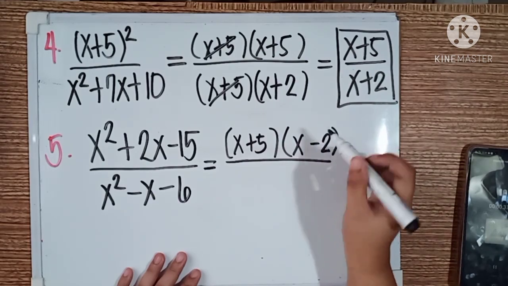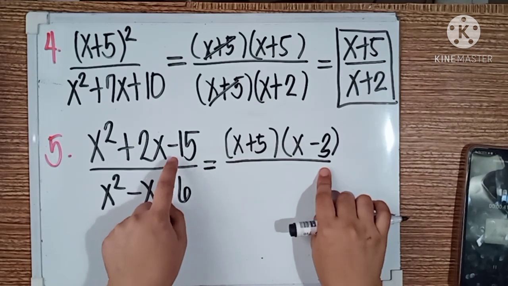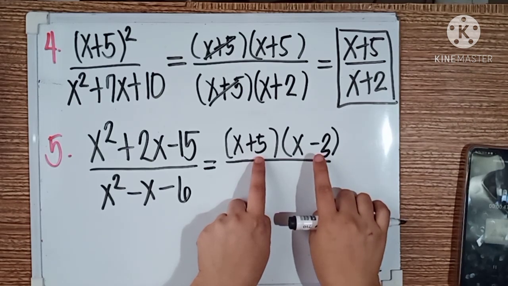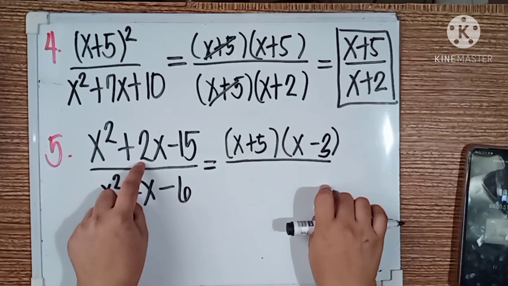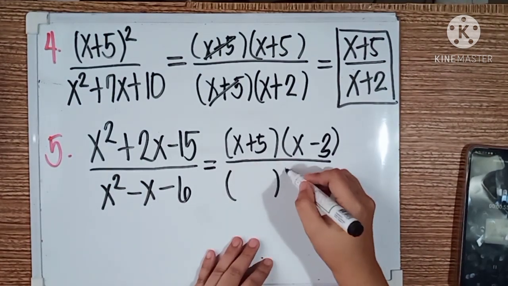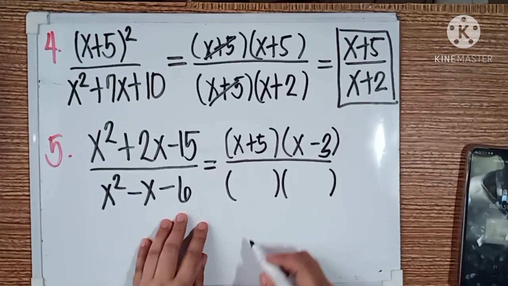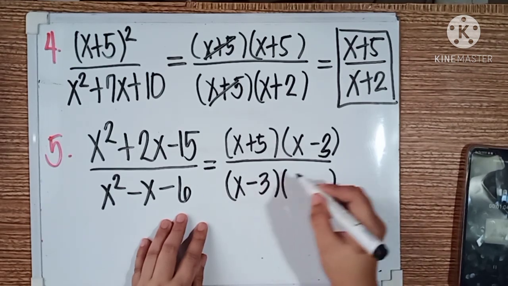To check, 5 times negative 3 is negative 15. That is our value for C. Then, 5 plus negative 3 is positive 2. And that again is our value for B. The factored form of the denominator x squared minus x minus 6 is the product of x minus 3 and x plus 2.